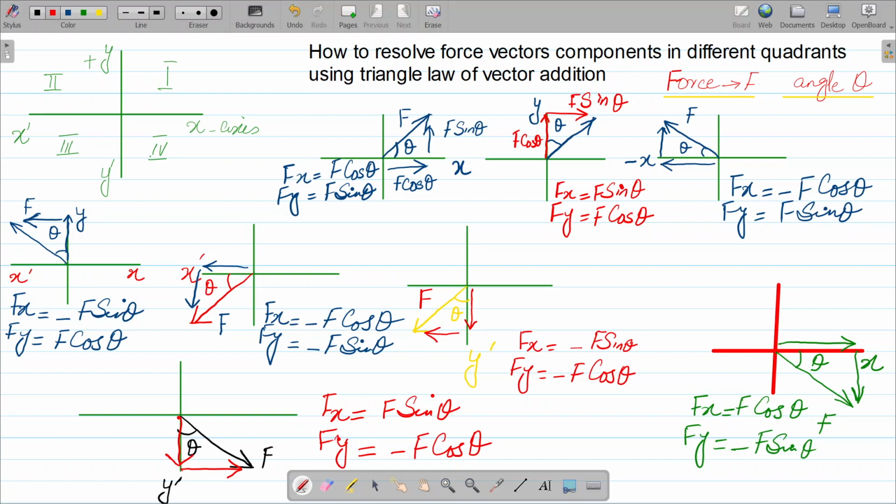So these are very common mistakes made by students. Just to let you know, you must understand this, very important, otherwise you will make mistakes when you're doing equilibrium of particle and moments. So please be very careful when resolving these components. Okay, so I hope this makes your concept clear on resolving a force vector in various quadrants. I thank you very much, and you have a wonderful day.